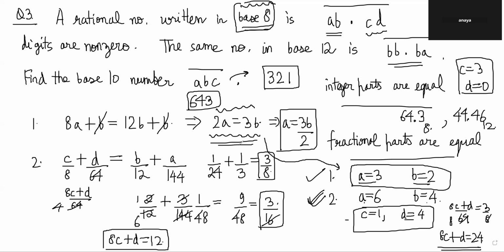Similarly, once you have listed down those cases, then the second equation becomes easy to solve because again C and D have to follow such restrictions. So if 8C plus D is 12, you have only one possibility of 1 and 4, right? Right. So that is how we solve the problem.